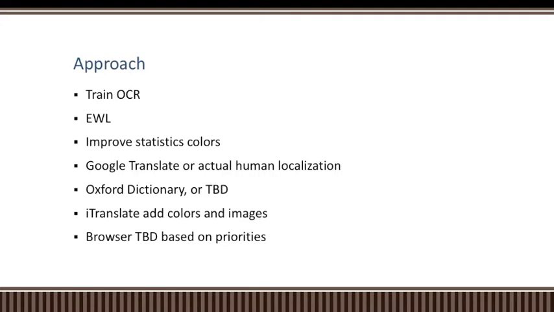So the approach that we're going to take would be to train the OCR. This is the best approach because it's the most cost effective. The other solutions, cloud, cost money after the free tier is up. The essential word list, that's the only thing we can do. It's actually something that's going to be given to us.